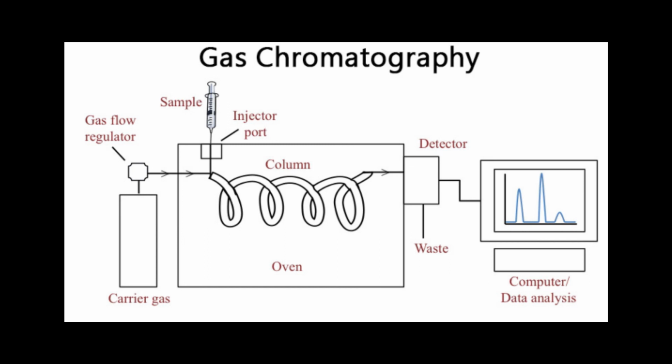Last, detecting and recording results. The components of the mixture reach the detector at different times due to differences in the time they are retained in the column. The component that is retained the shortest time in the column is detected first, and the component that is retained the longest time in the column is detected last. The detector sends a signal to the chart recorder, which results in a peak on the chart paper. The component that is detected first is recorded first. The component that is detected last is recorded last.